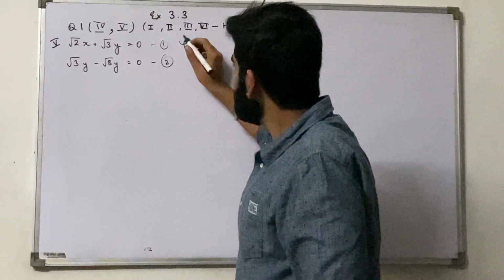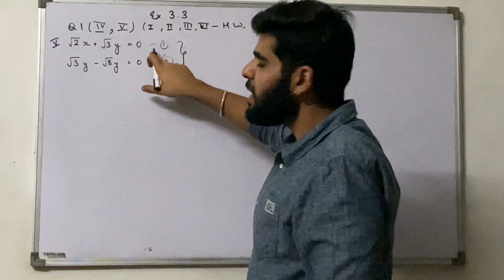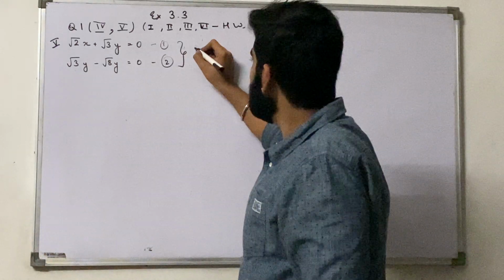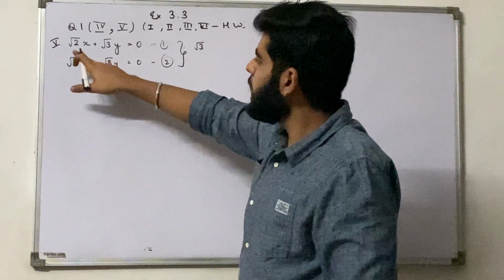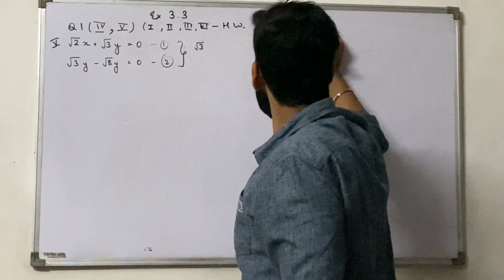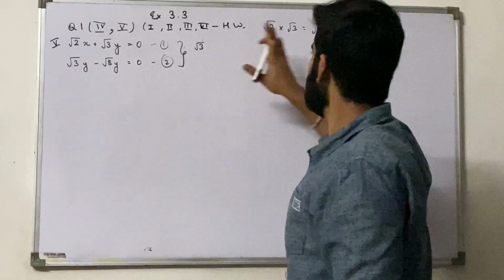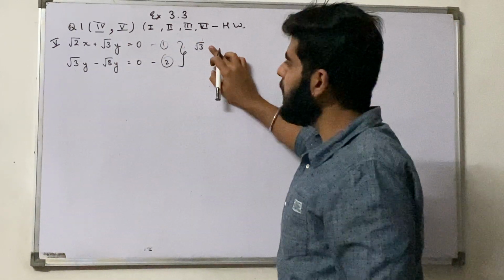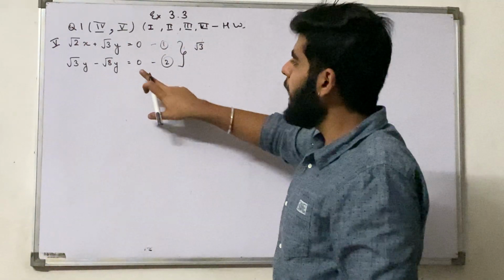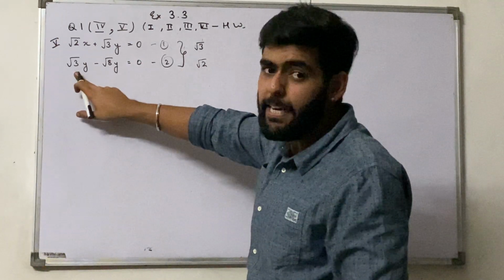So I will write over here, multiply equation 1 with under root 3, because under root 2 into under root 3 comes out to be under root 6. Okay, so we will convert it to under root 6. We will multiply the first equation by under root 3 and then we will multiply the second equation by under root 2, because here also we need 6.